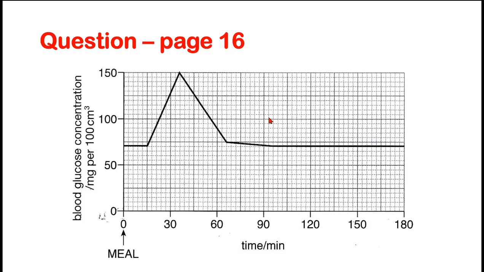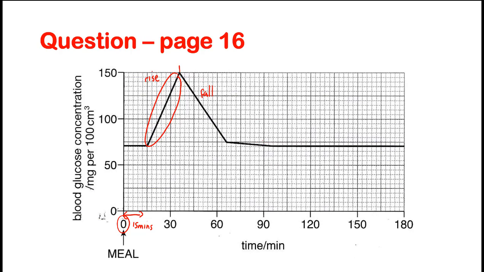Now, this is a typical question where you would have to look at the graph and explain what happens to blood glucose levels after eating a meal. So, if you look here, at time 0, this is where the meal's taken. You can see there's a delay of 15 minutes, but then the blood glucose levels start to rise. We get to this time here, and blood glucose levels start to fall again.